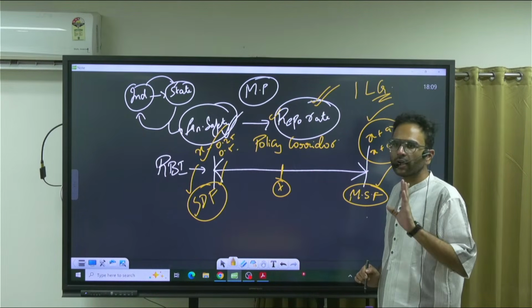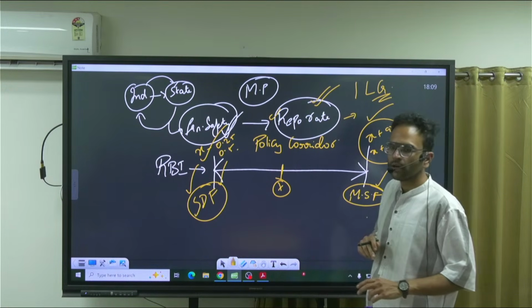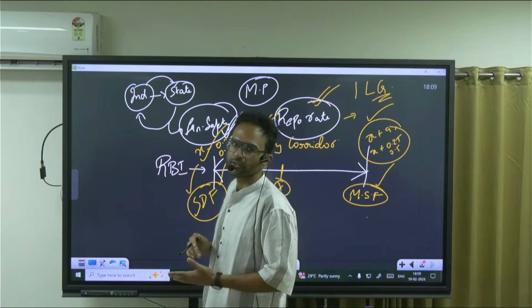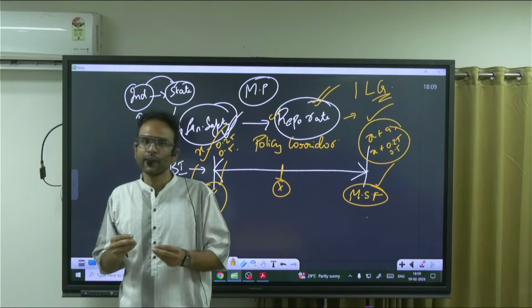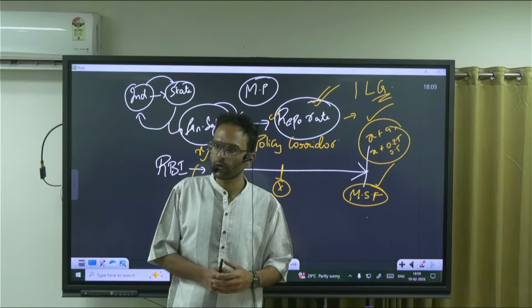Okay? That is one kind of a control. Second kind of a control is you have some vulnerable sections. You can say, please give loans to them, moral suasion. That is one form of control.